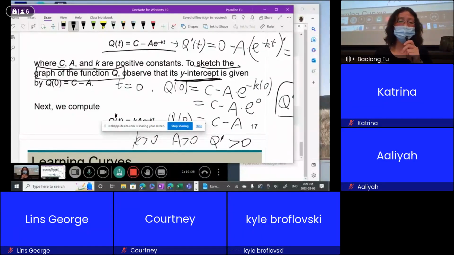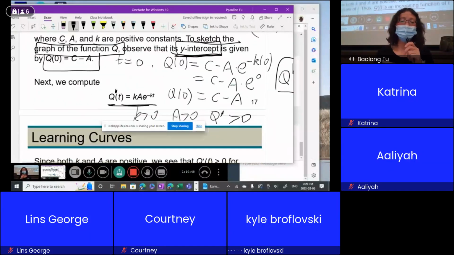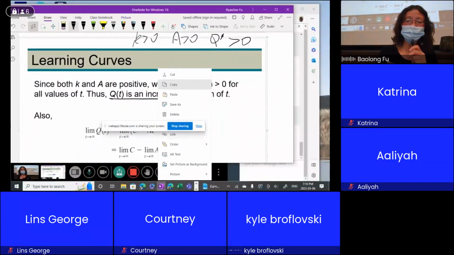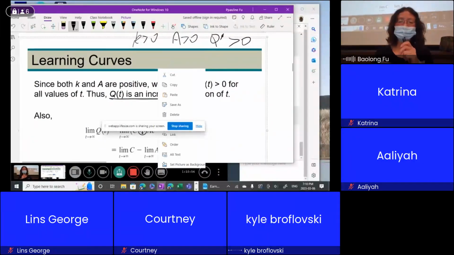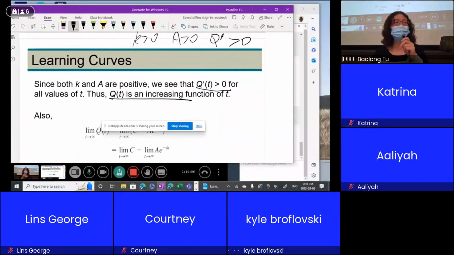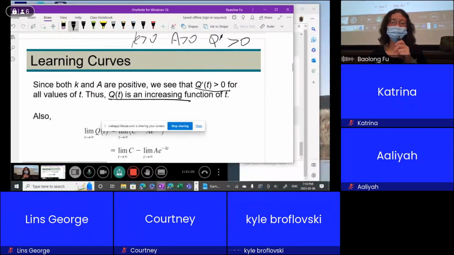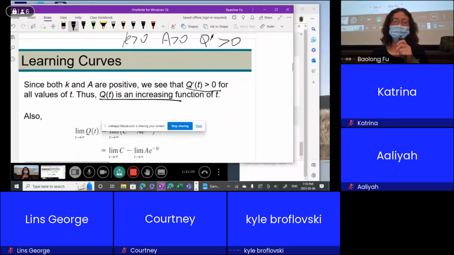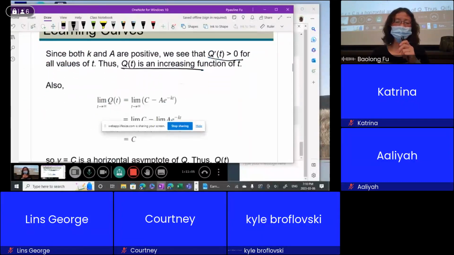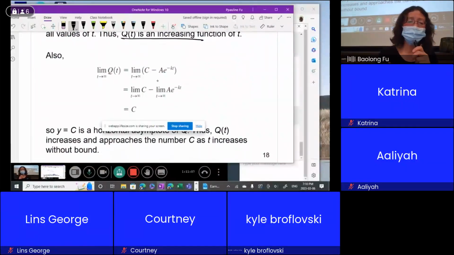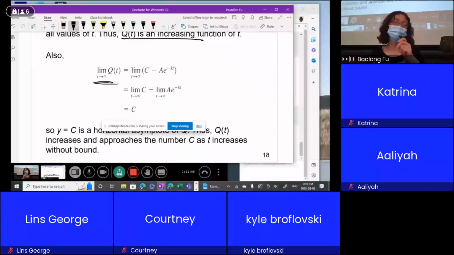How do we sketch the graph of Q? First, we find the y-intercept. What is the y-intercept? It is just C minus A. Next, we take the derivative of Q, and we find the derivative is greater than 0. So we know this function is increasing. And then we take the limit when t goes to infinity.